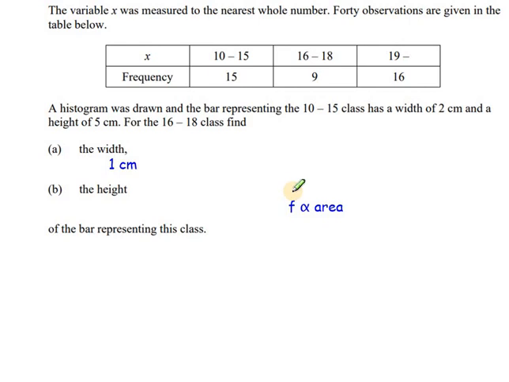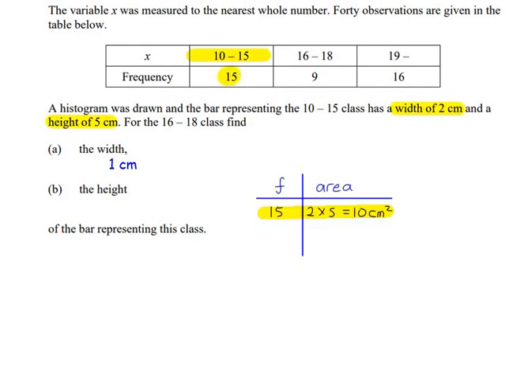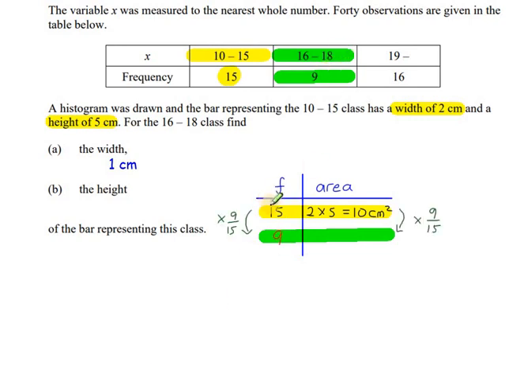For a histogram, the frequency is proportional to the area. So for the given class here, the frequency is 15, the area, so 2 times 5, is 10 square centimeters. The class we're working with has a frequency of 9, so the multiplier here is times 9 over 15, so the multiplier on this side for the area will be the same. So this value times 9 divided by 15 gives us 6 centimeters squared. We already know the width here is 1, so the missing value is 6.